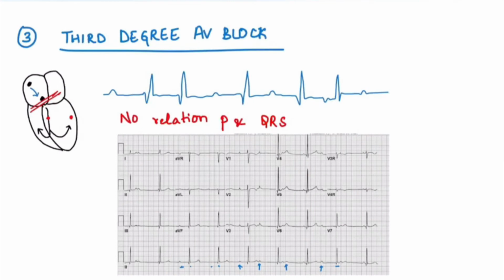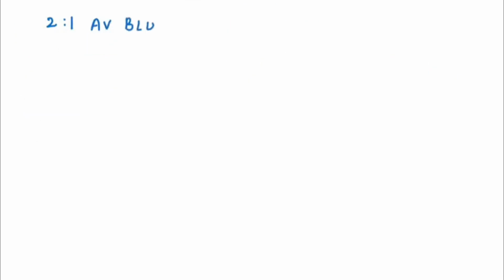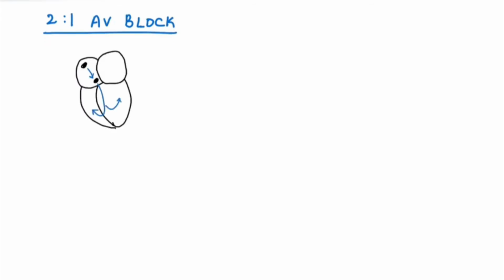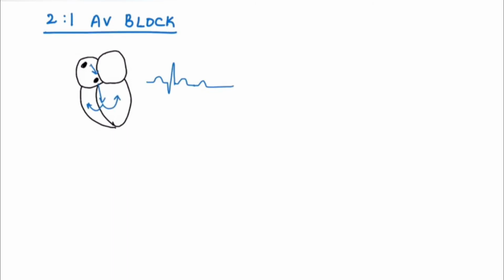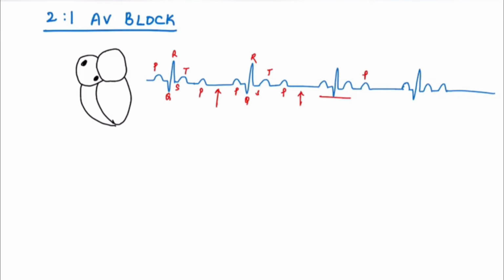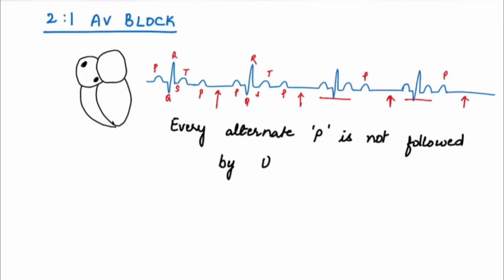Another important kind of AV block is a 2:1 AV block. Here, the first impulse will be conducted to the ventricles causing a ventricular contraction, but the next impulse will only cause atrial contraction and there is no ventricular contraction. So the first impulse will have a P followed by a QRS, and the next impulse has only a P wave without the QRS. That means every alternate P wave is not followed by a QRS complex. So this is known as a 2:1 AV block.